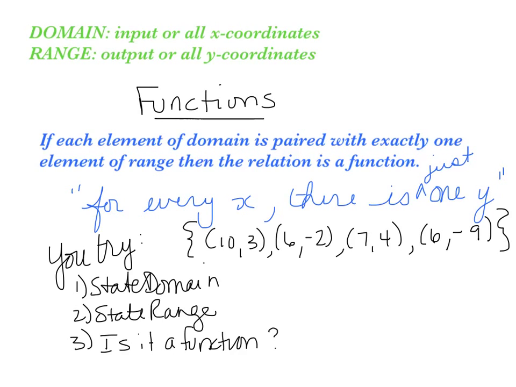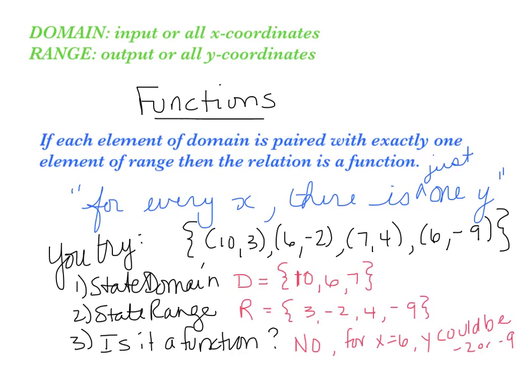I'm going to pause it, you're going to think about it, you're going to write down the answers, and turn it back on, and I'll show you my answers. Okay, so I'm showing you my answers here, so hopefully you had time to finish, you paused it. You should have written down this domain is the set of numbers 10, 6, and 7. I don't have to write the 6 twice, even though it appeared twice. I state the range, and it is the set of numbers 3, -2, 4, and -9. I'm just pulling off every one of those y values.